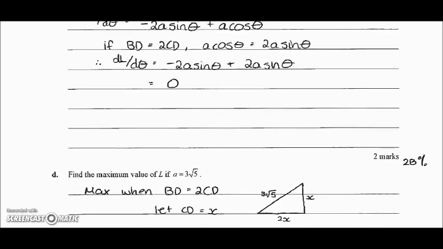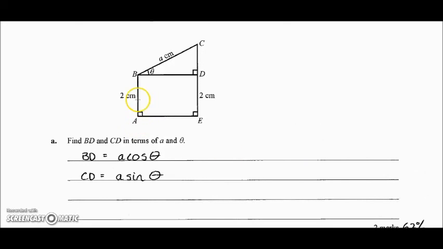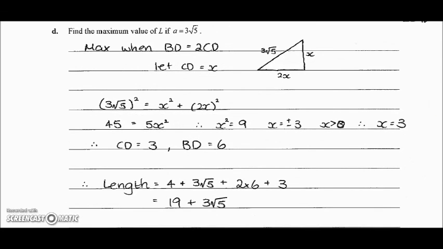So if x is 3 and BD is 6, then I can work out what the length is. It's going to be 4 plus 6 plus 6 plus 3 plus, what was it, 3 root 5? So put those all together, 4 plus 3 root 5 plus 2 times 6 plus 3, 19 plus 3 root 5. And that's the answer.